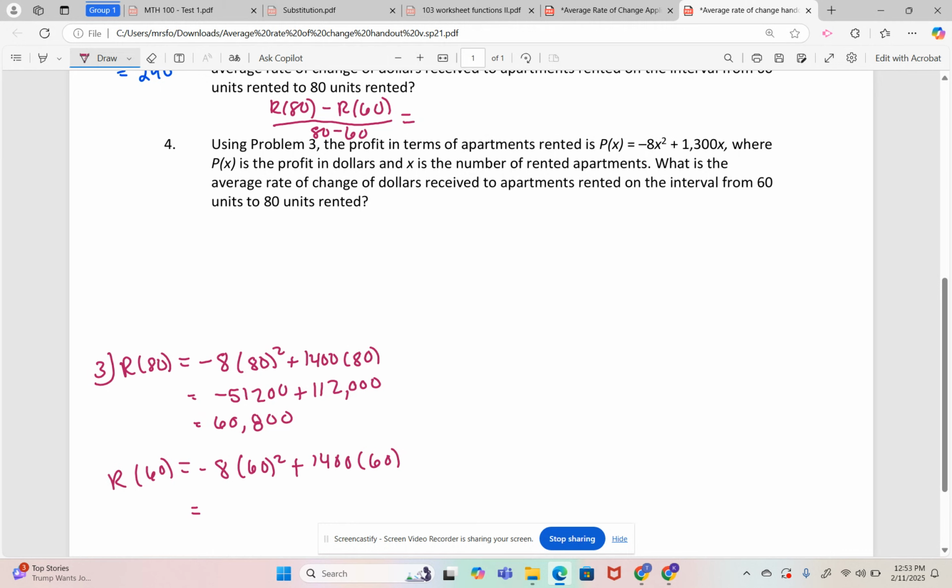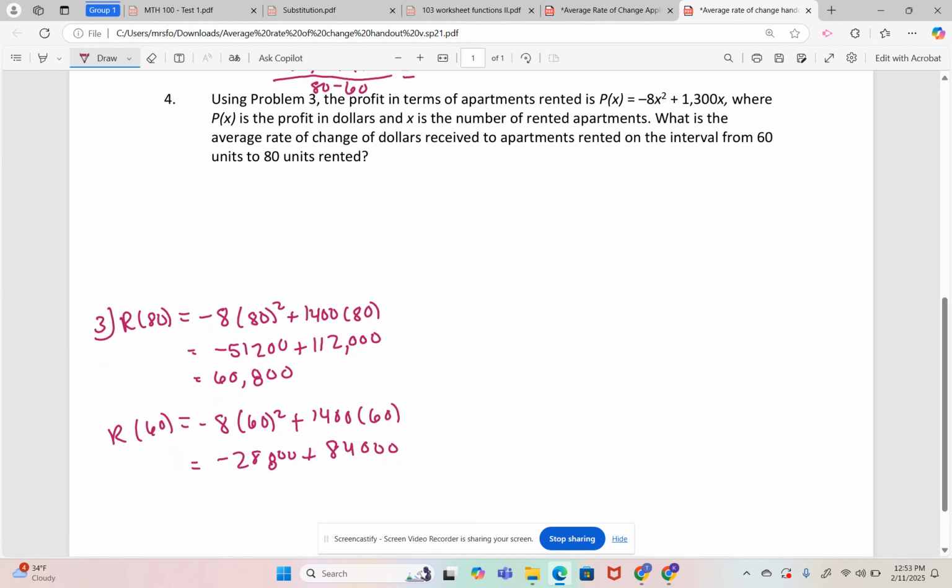So now when you have 60 apartments rented, we're going to have negative 28,800 plus 1,400 times 60, which is 84,000. And we do that and get 55,200.